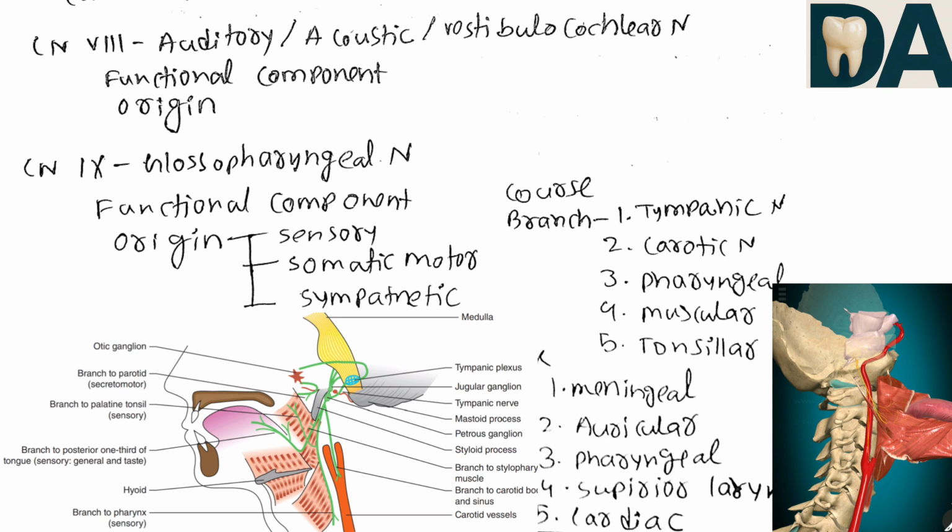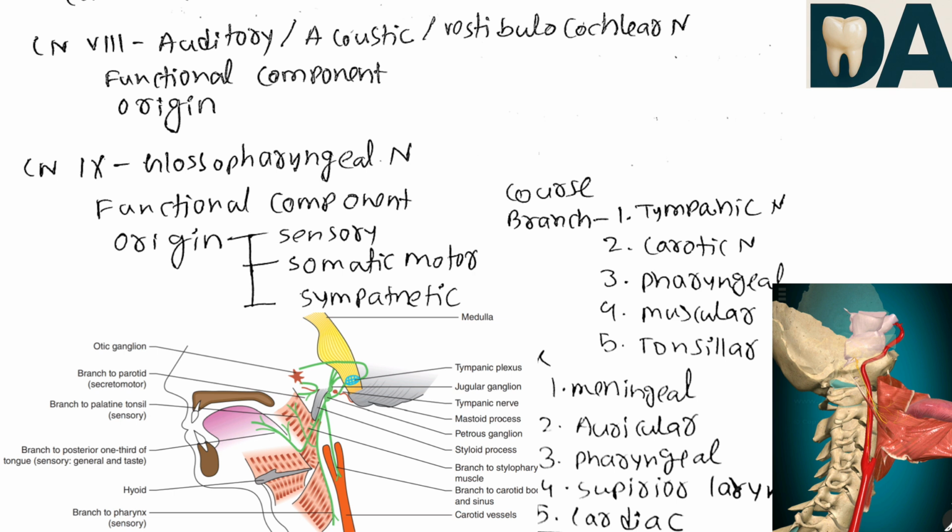First one is the tympanic nerve. The tympanic nerve, also called the nerve of Jacobson, emerges from the petrosal ganglion and reaches the tympanic cavity enclosed by a canal in the petrous part of the temporal bone. Within the tympanic cavity, it splits into numerous branches to form the tympanic plexus, which supply the mucous membrane of the tympanic cavity and mastoid air cells.